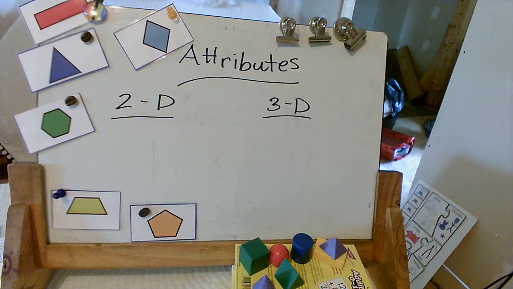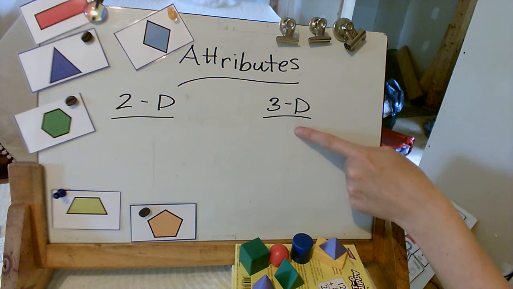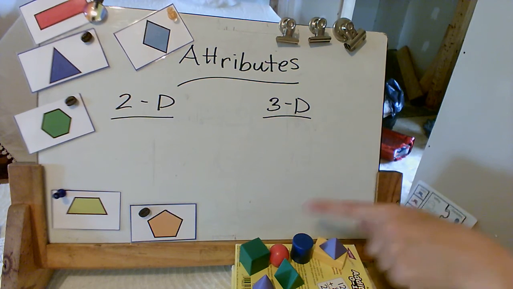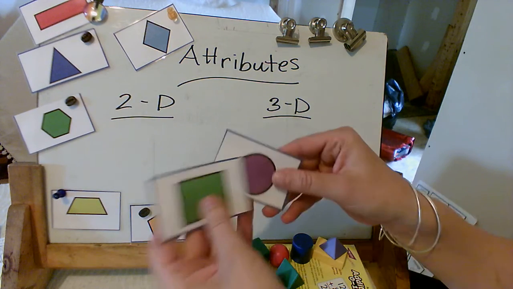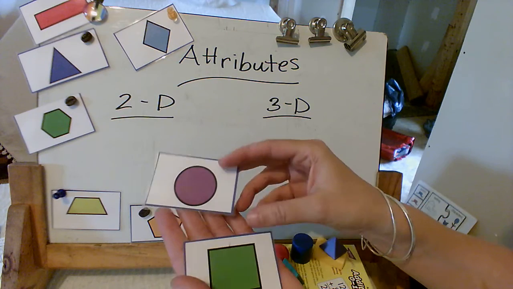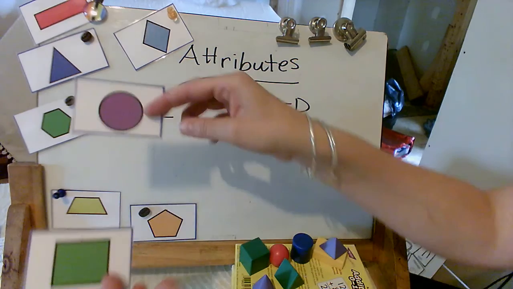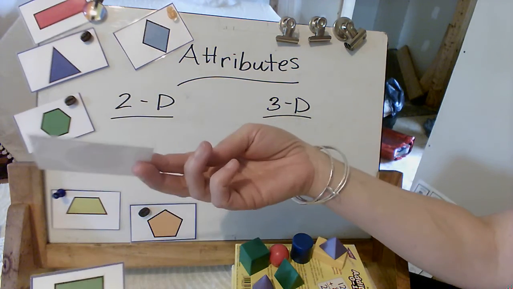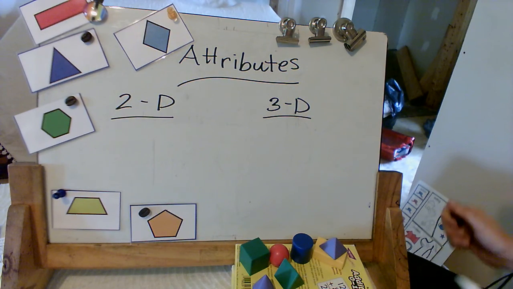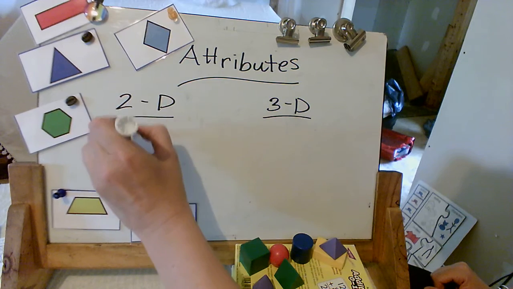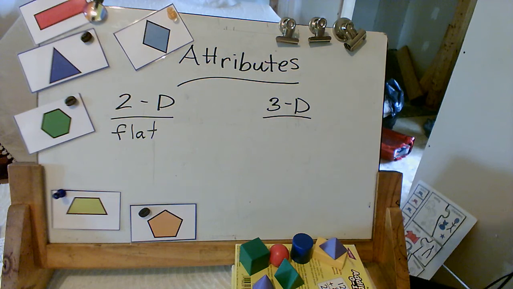So we're going to think of some words that are attributes for 2-dimensional shapes and some words that could be attributes for 3-dimensional shapes. So here I have some different 2D shapes. I have a couple more down here. When we first started talking about it, what word did we use to describe all of these 2D shapes? Which word did we use? Do you remember? We said that 2-dimensional shapes are flat. So that is an attribute of a 2-dimensional shape.